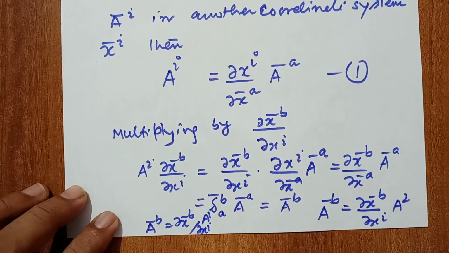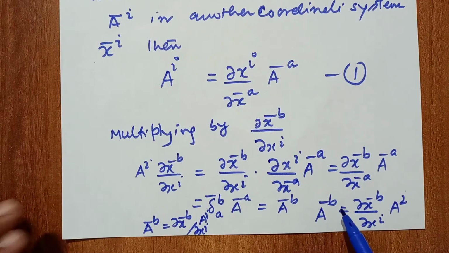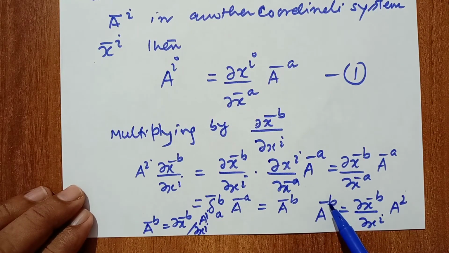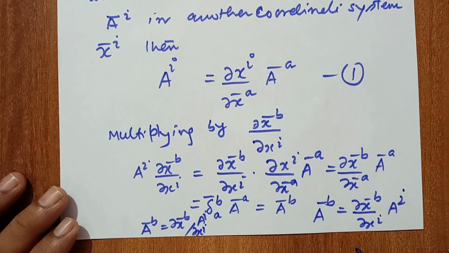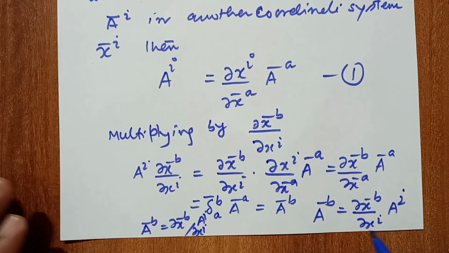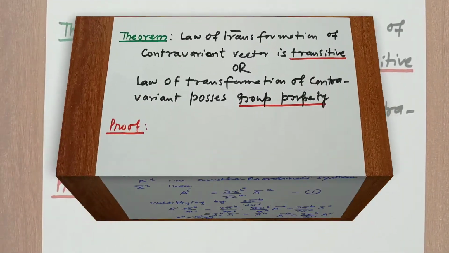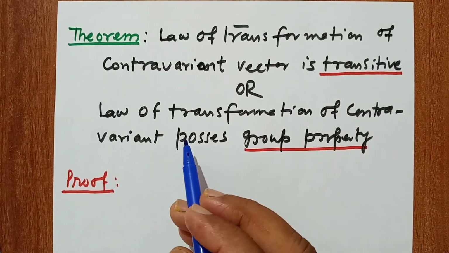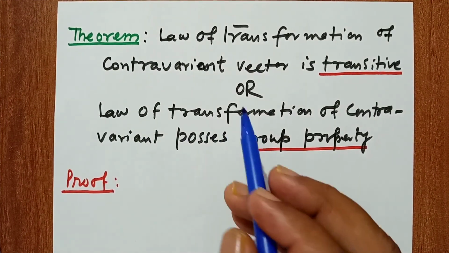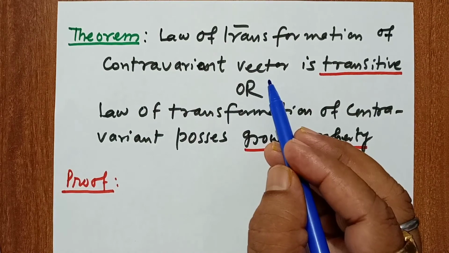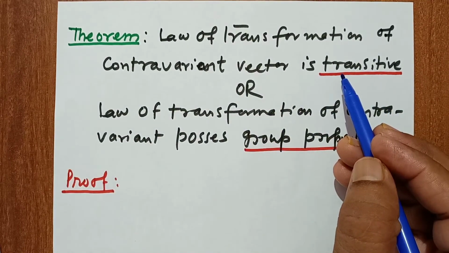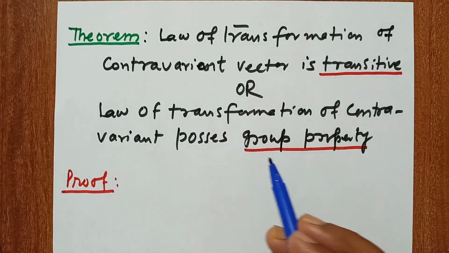It is clear that on the left-hand side, in the upper position, there is one quantity b. On the right-hand side, the bar b and i contract, so this is a dummy index. This is the definition of a contravariant tensor of rank 1 or contravariant vector. Now, a very important property of contravariant tensor: the law of transformation of contravariant vector is transitive. In other words, this transformation possesses the group property.